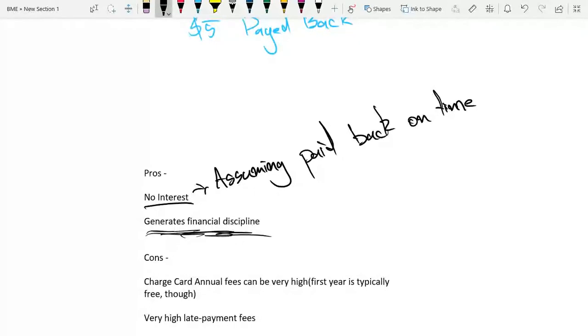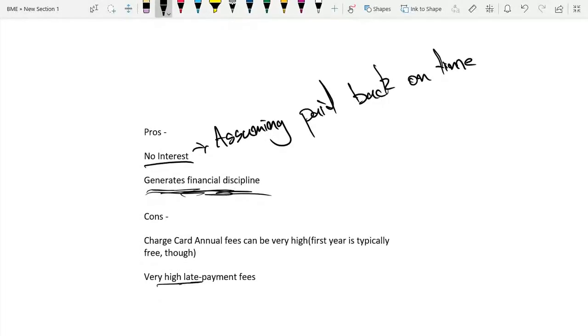You really don't want these high late payment fees, as we have in the cons. Very high late payment fees, and charge card annual fees can be very high. The first year is typically free at least, and then as it goes on, these cards can be very expensive to have.